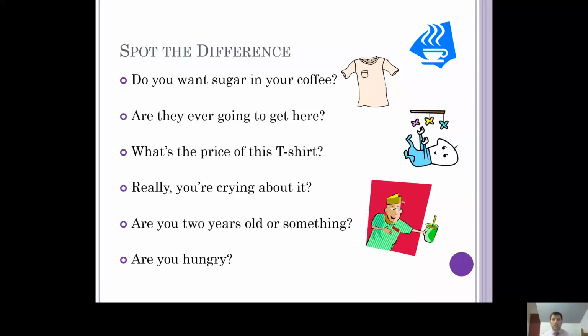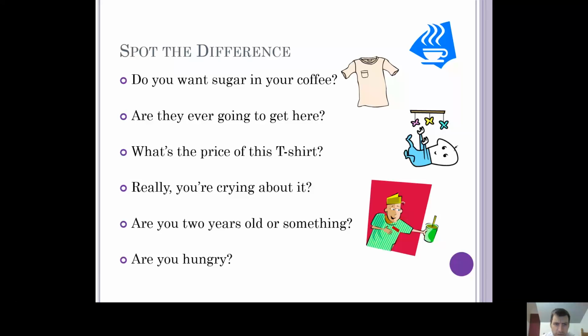So there are some different questions here. I'll read them all out, and at the end of reading them, I want you to think about which ones you think are rhetorical. Do you want sugar in your coffee? Are they ever going to get here? What's the price of this t-shirt? Really, you're crying about it? Are you 2 years old or something? Are you hungry?